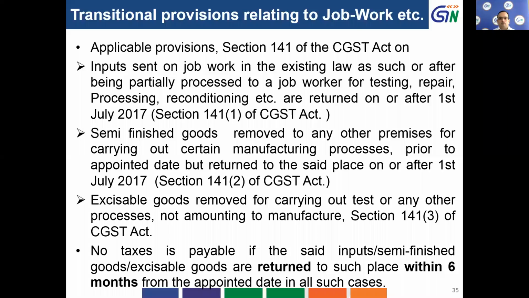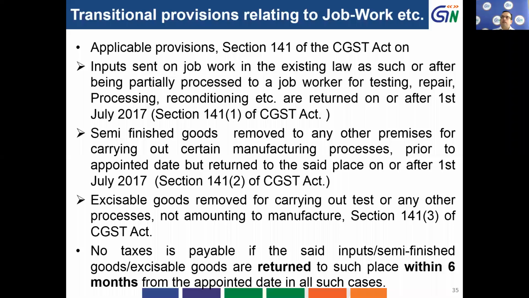So three things are covered. One, it is sent for a job work. Second, semi-finished goods were cleared for certain purposes. Third, excisable goods were removed for carrying out any tests. Then no tax is payable if the said input, semi-finished goods or excisable goods are returned within 6 months of the appointed date. So the window has been given up to 6 months from the appointed date. So if any of the conditions is satisfied and it is returned within 6 months, then these goods can be returned back within 6 months.